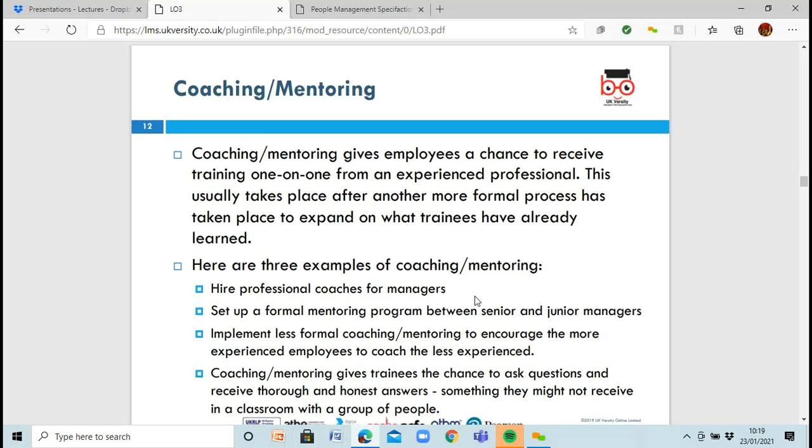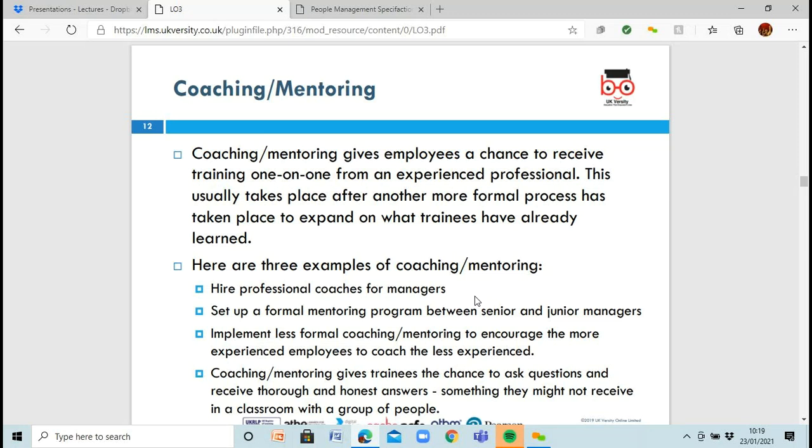Then you've got coaching and mentoring. It actually gives the trainees the chance to ask questions and receive honest answers. If you're shadowing someone, or you've got a mentor that you're working one-to-one with, you're likely to be more comfortable asking them questions. And they're most likely to give you an honest answer.